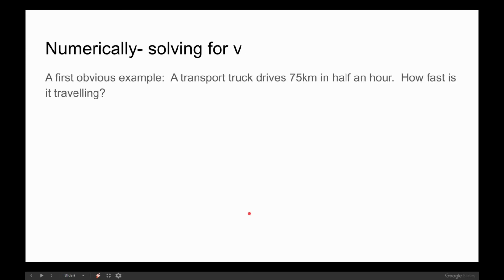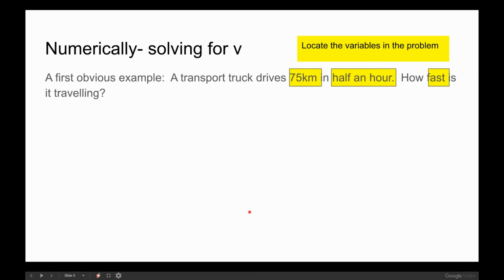Let's try a simple example, numerically solving for V. A transport truck drives 75 kilometers in half an hour. How fast is it traveling? You can locate your variables in the problem. If you struggle at all with reading or struggle at all with identifying things, get a highlighter. It'll make a huge difference.